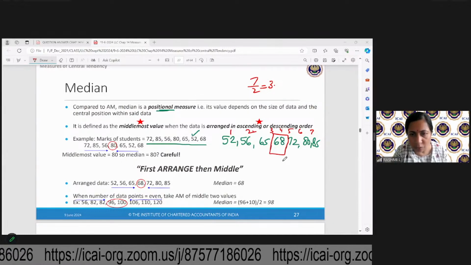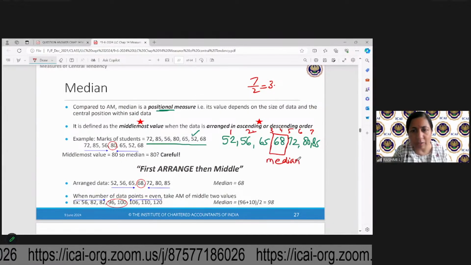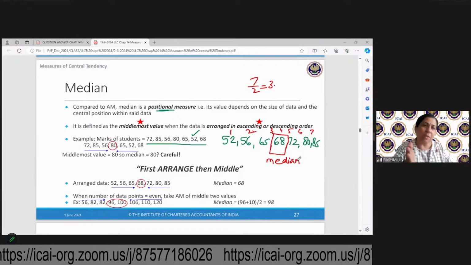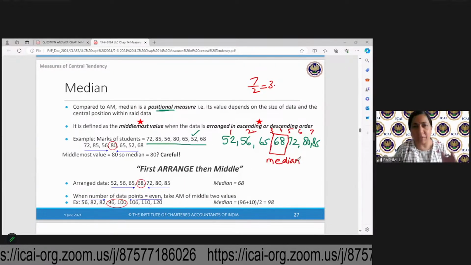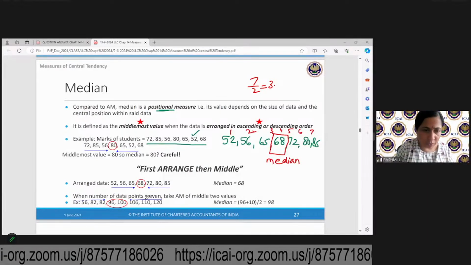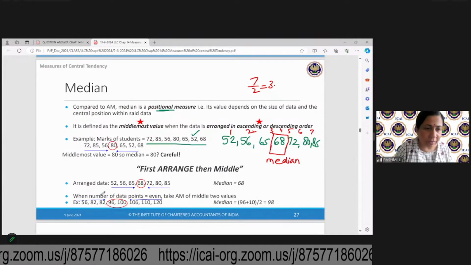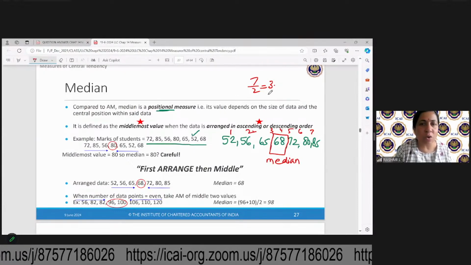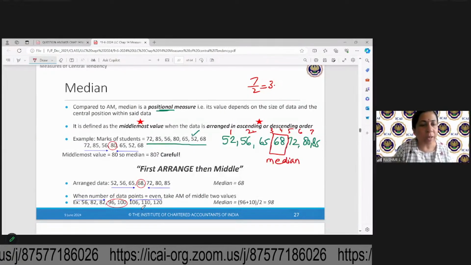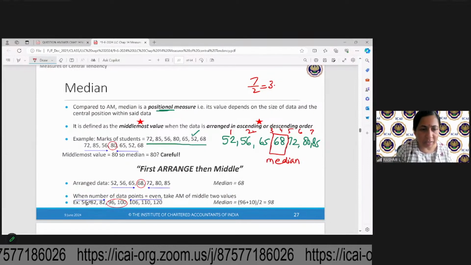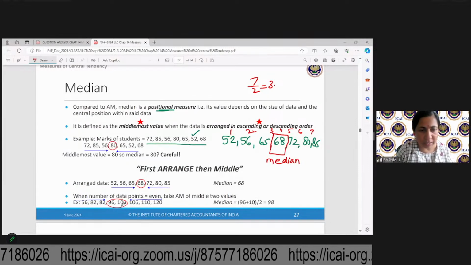So why is the median called positional? Because there are as many numbers behind it as there are ahead of it. So it is standing right in the middle. Okay. So 68. But here we had an odd number of data points, so I could find this. What happens when the number of data points is even? The two numbers in the middle, in this case 56, 82, 80, 96, 100.